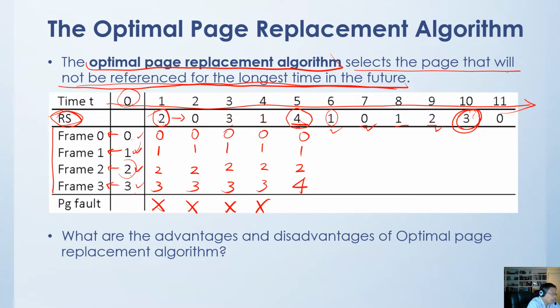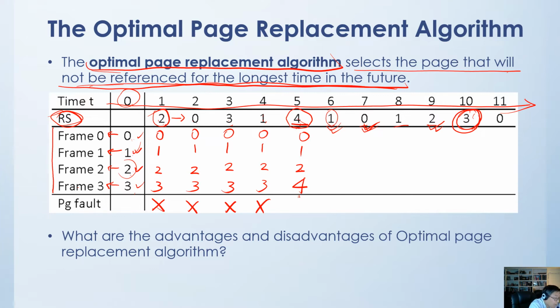Okay, so that's because the optimal page replacement algorithm selects a page that will not be referenced for the longest time in the future. Okay, so 1 will be referenced very quickly, 2 will be referenced, and 0 will be referenced, and 2 will be referenced, and 3 will not be referenced for the longest time. So we replace page 3.